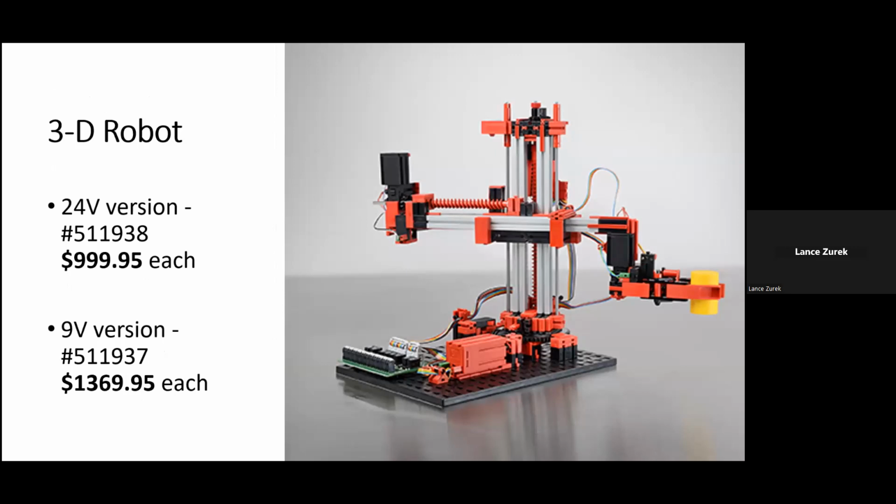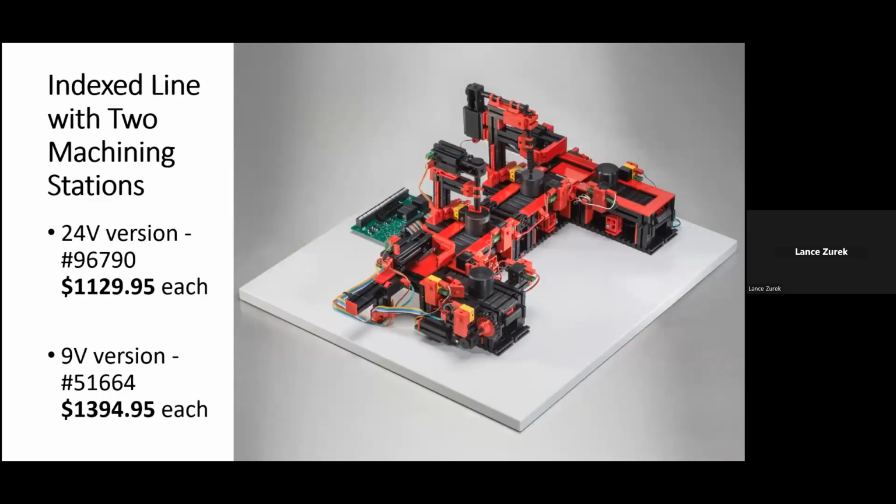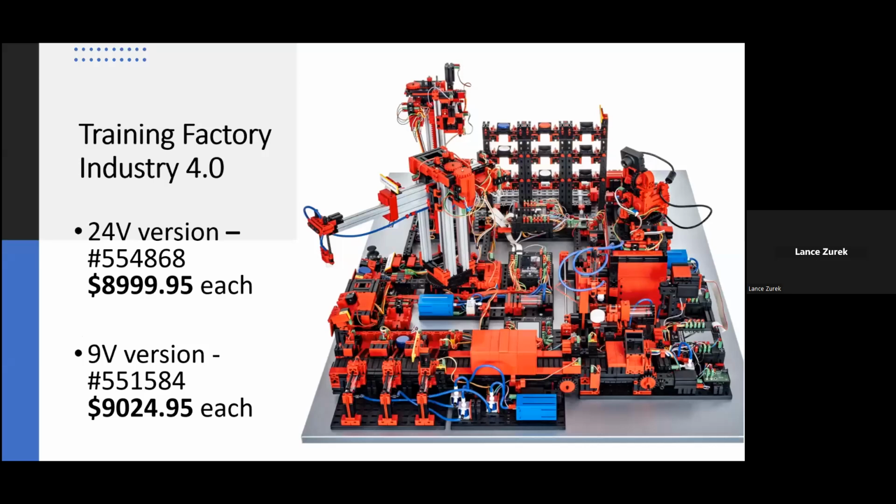$999.95 each, and in the 9-volt version, $1,369.95 per unit. The indexed line with 2 machining stations in the 24-volt version, $1,129.95 each, and in the 9-volt version, $1,394.95 per unit. The Training Factory Industry 4.0, the full factory simulation that you saw in the video, the 24-volt version is $8,999.95. Again, that includes the sample program.